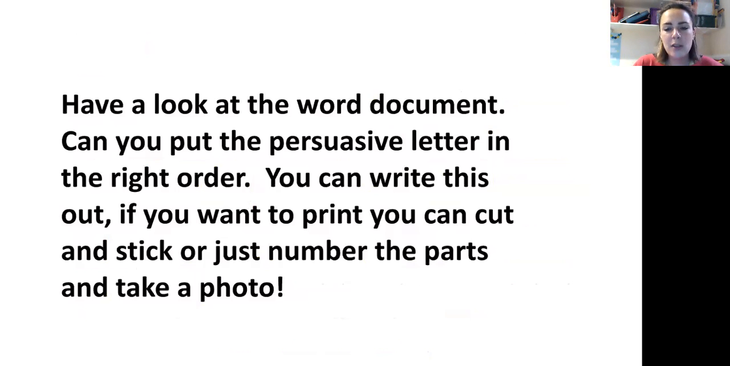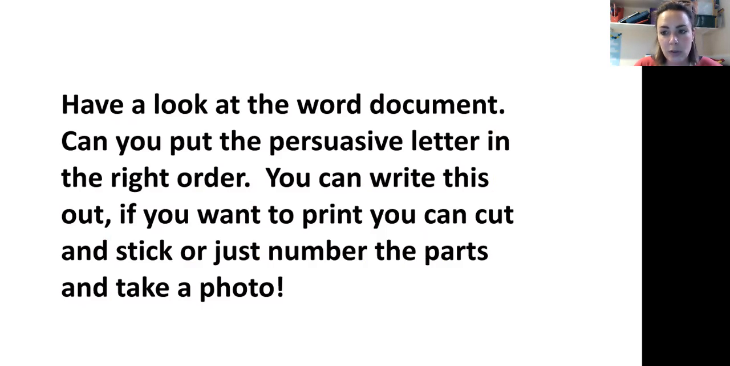Today's job. You've become familiar with a persuasive letter, so you know the success criteria for writing a letter to persuade somebody. I'm going to upload a Word document onto Class Story. You need to have a look and put the persuasive letter in the right order, so to format it correctly. You can do this in a few different ways. You can either write it out in the correct order. If you've got a printer at home, you can print it out, cut and stick it in the right order. Or you can just number the parts and take a photo so you're aware where each part of the letter goes.